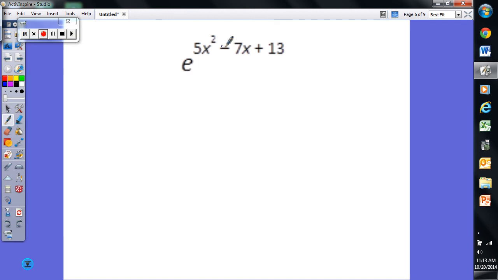Here, the outside is e to the x. The inside is this thing. So take the derivative of the outside, which is the same thing you're given, but now you have to multiply by this derivative.